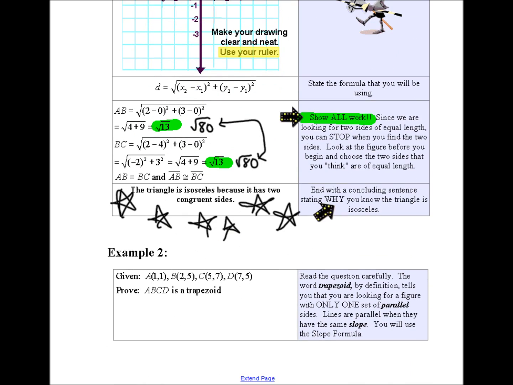Example 2. You are given the 4 points and told that it is a trapezoid. Now, this is a little premature for us to talk about, but we have talked about trapezoids before. And the key to proving something is a trapezoid, and we will talk about this when we do quadrilaterals, but since it only has one pair of parallel sides, it's not sufficient to show that one side is parallel. You need to also show that the non-parallel sides are in fact not parallel. All right? So since we're talking about parallelism, we use slope formula.